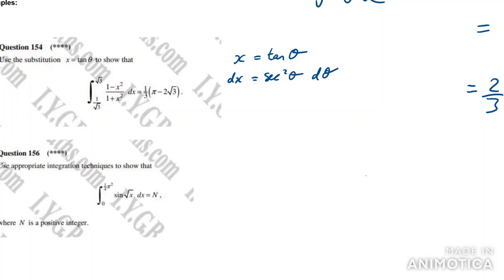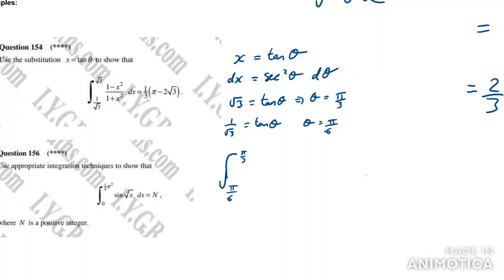Okay, then the limits. So the upper limit, we've got root 3 is our x value, and that equals tan theta. And the lower limit, 1 over root 3 equals tan theta. So the upper limit will be theta equals 60, or more accurately, in radians, it's going to be pi by 3. And the lower limit will be pi by 6. Okay, and so now, substituting these in, we get the integral from pi by 6 to pi by 3.